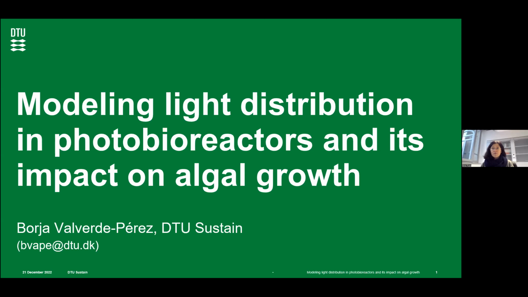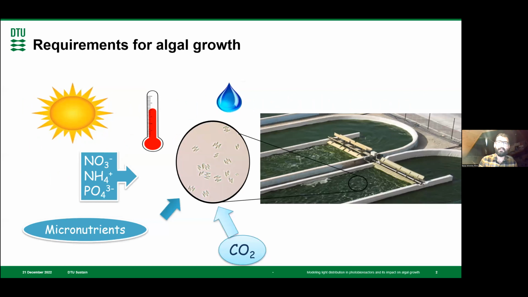Thank you, Elena, for this nice presentation. So today I came here to talk a little bit about light modeling. You have already heard a lot about the benefits of using algae to capture nutrients and carbon in wastewater treatment plants. And you have also heard a bit that light is important for these microbes. So I want to explain to you today how we account for these light effects.